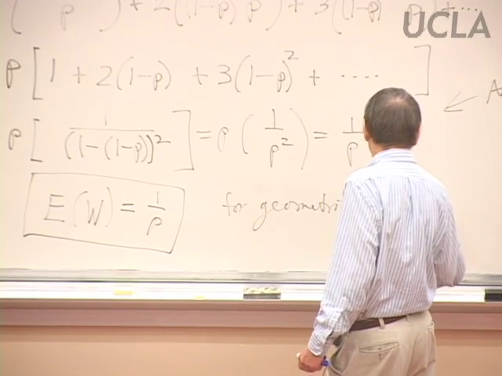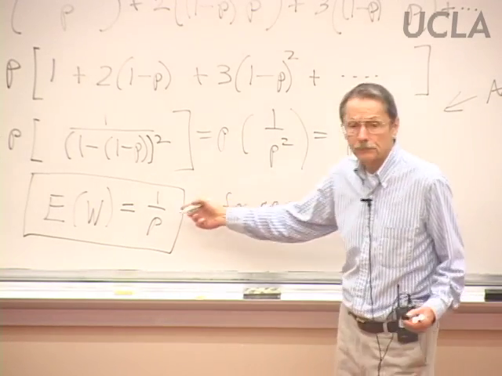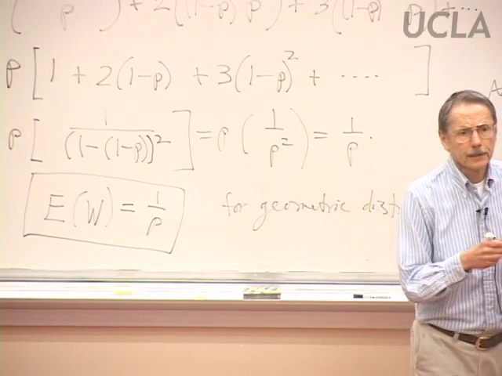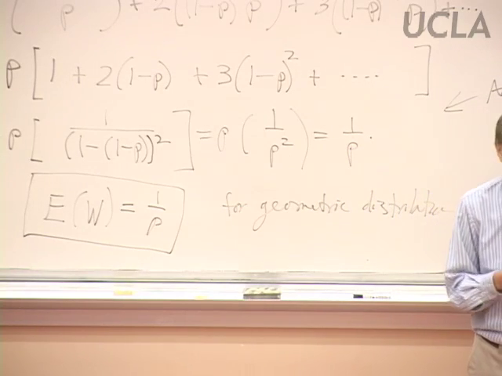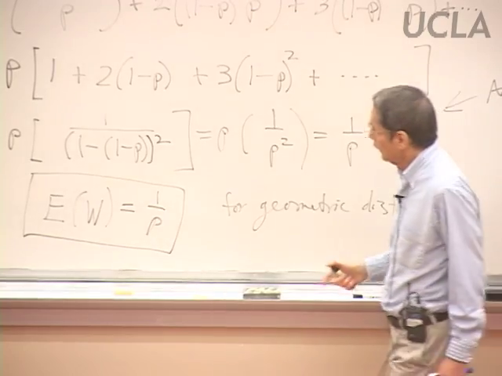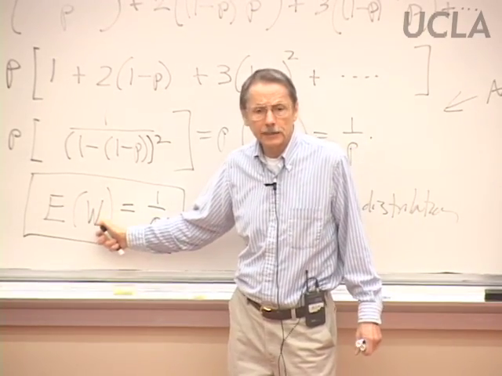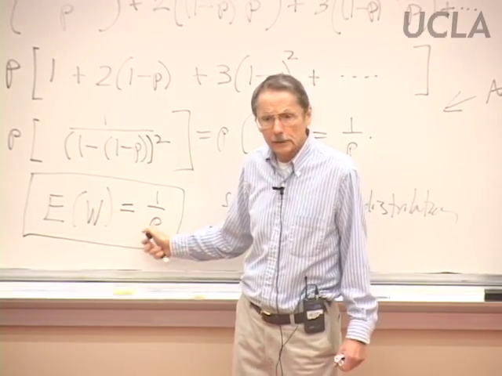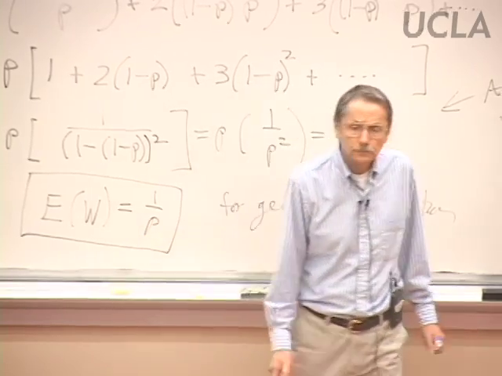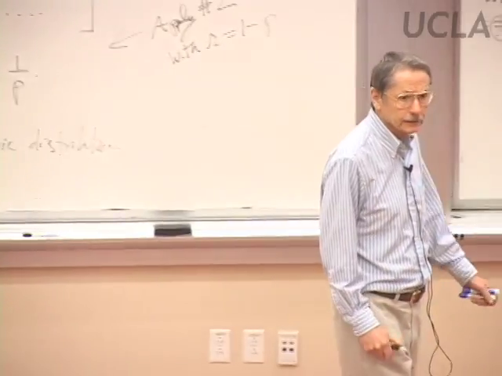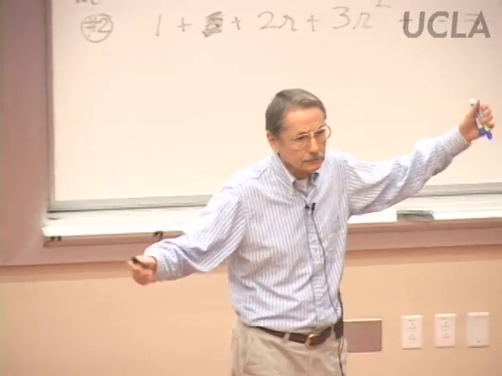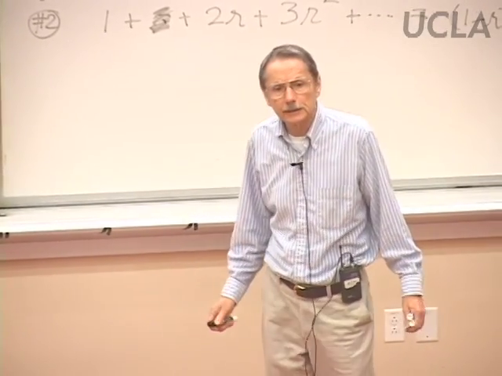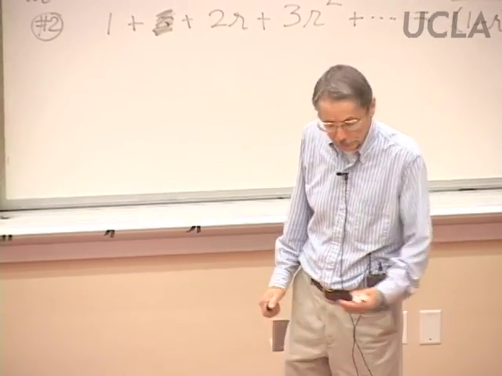So what that is telling us is, for example, if p is 1 over 100, the expected number of trials to get the first success is 100 trials. If p is 1/10, well, you expect on the average it's going to take 10 trials to get that first success.